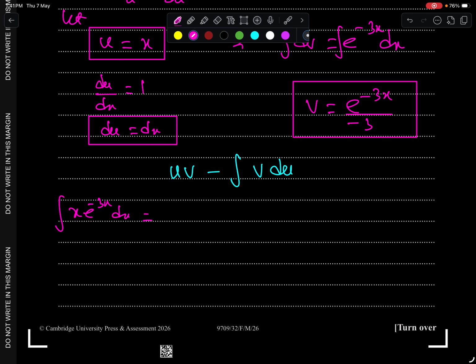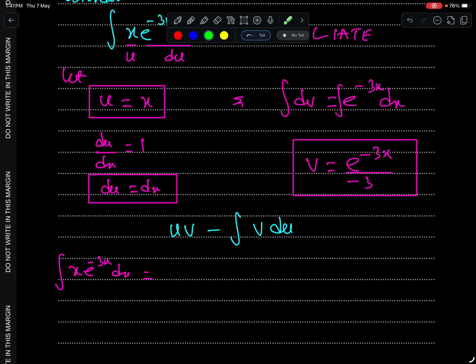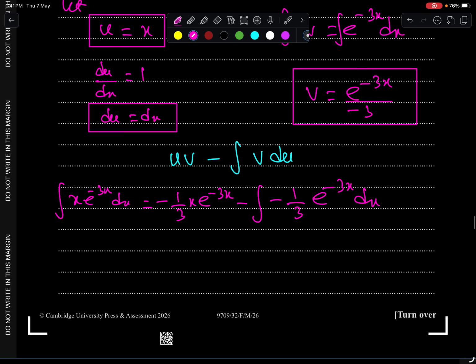Now uv, multiply these two for this. So we will get minus 1 upon 3 x e^(-3x). This is uv. Copy the integral. Now we need v du. So v du, multiply these two. So we will get minus 1 upon 3 e^(-3x) dx. So copy this.